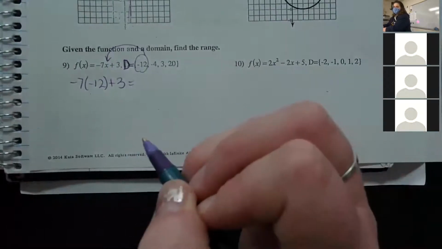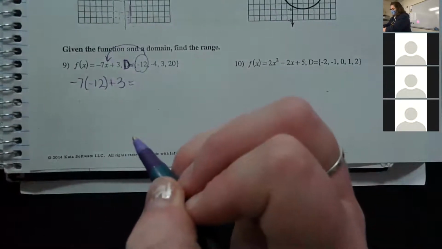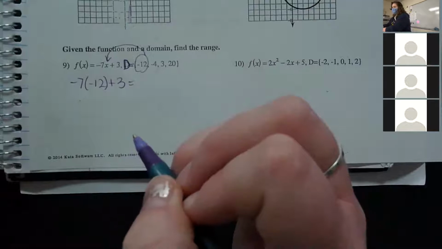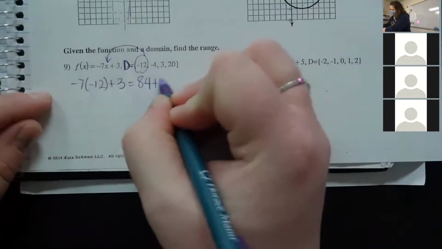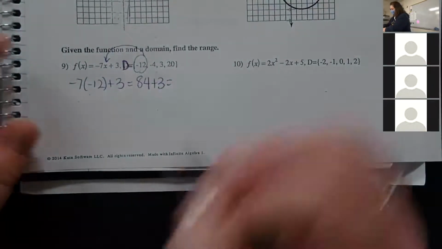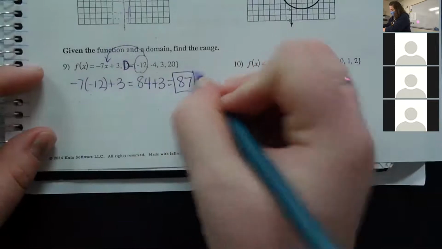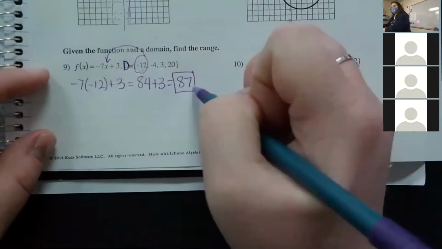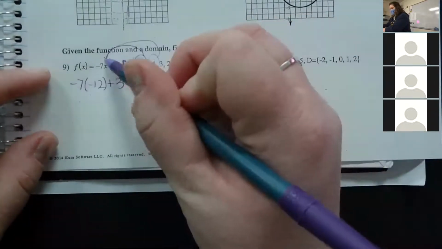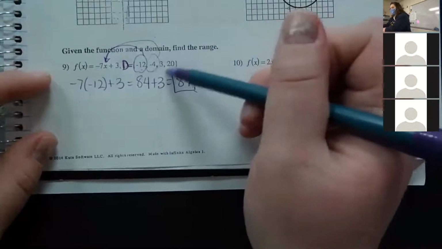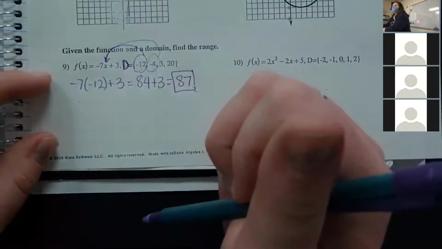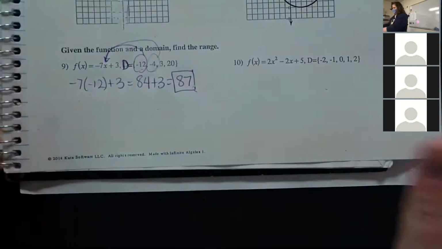You can use a calculator too. 84, yeah? Okay. So I have 84 plus 3, which is what? 87. So my first answer is 87. When I put in negative 12, I got out 87. Input, output. Now I have to put in that negative 4 for my x. Okay, then I have to put in the 3. Then I have to put in the 20. Understand what I'm asking for? Okay. Same thing on 10.